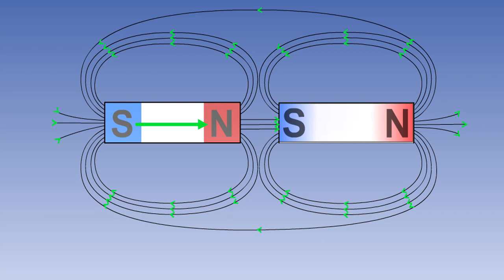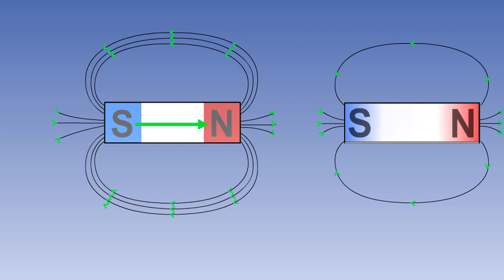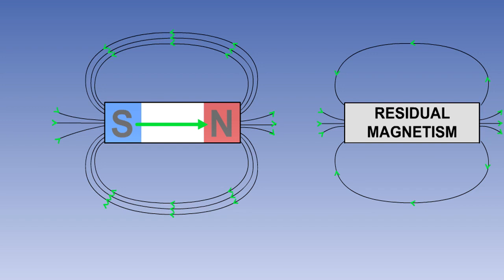This increases the flux density from what are now two magnets. This property of a magnetic material to increase a magnet's flux density is known as permeability. When the soft iron bar is removed from the magnetic field, it loses most of its magnetism. The little magnetism which remains in the iron bar is known as residual magnetism.